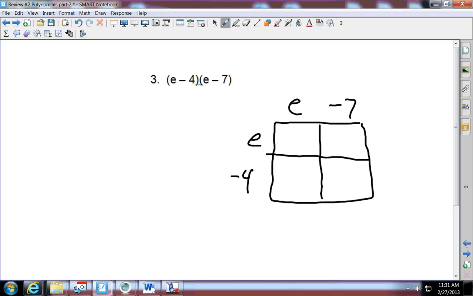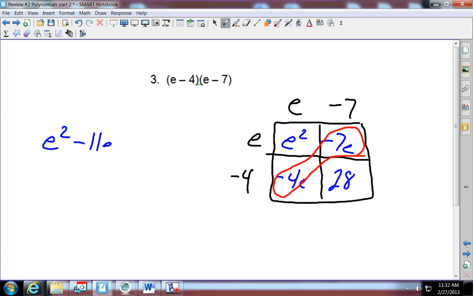On this one again, E times E is the same as X times X. E squared, E times negative 7, negative 7E. Negative 4 times E, negative 4E. Negative 4 times negative 7 is positive 28. These are the like terms. These two boxes, you put them together. E squared, negative 7 and negative 4 is negative 11E. You add them together. Plus 28.